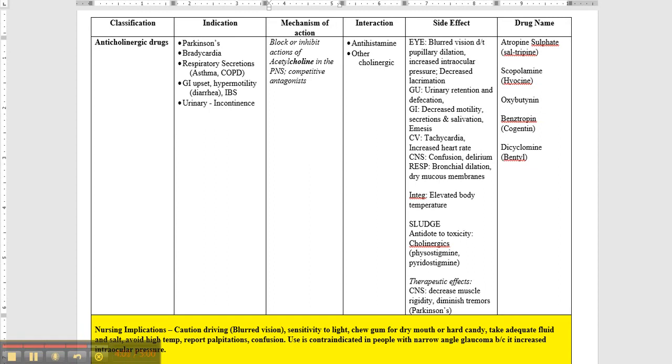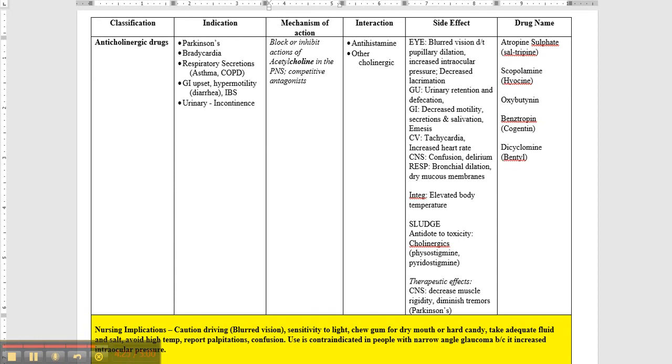Scopolamine is usually a patch which is given to post-op patients when they have increased secretions in the GI tract. And then oxybutynin is given for urinary retention. Benztropine, we saw this drug when you did anti-Parkinson's drugs, remember, because of the anticholinergic effect. And then dicyclomine, Bentyl, is also given for severe nausea, vomiting, and diarrhea.